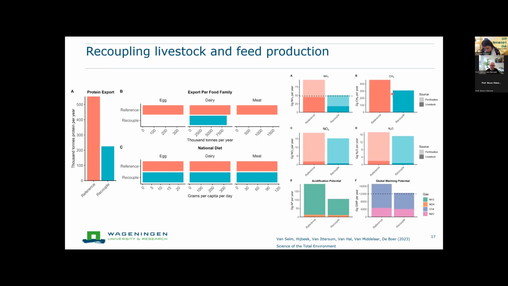Ammonia emission, methane emission, N2O, the acidification potential, global warming potential, they are all much lower in the recouple scenario versus the reference scenario. Now, this is just a black and white reference recouple scenario comparison. He also compared some more complicated scenarios in which food competition was avoided, but I don't have the time to explain all this. But I think it gives you the idea of what can be done with such a food system model.